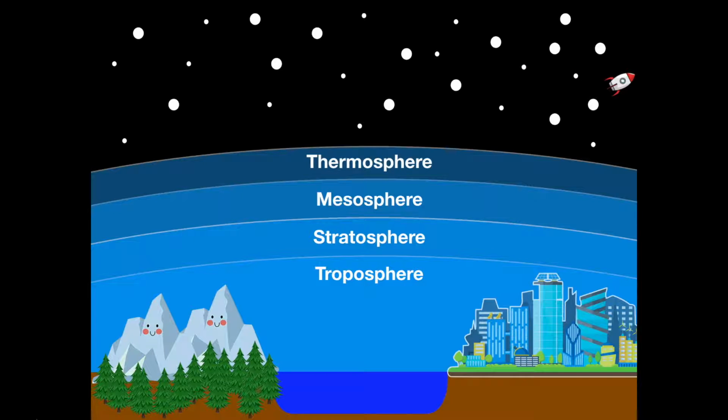So the troposphere is the layer here where the mountains and the city are. Then we have the stratosphere on top of that, the mesosphere, the thermosphere, and then we can see where the rocket ship is. This is space. And the atmosphere is kept in place because of the gravitational pull of the Earth.